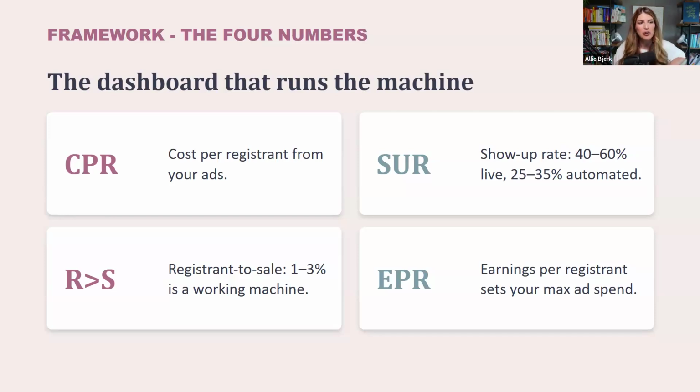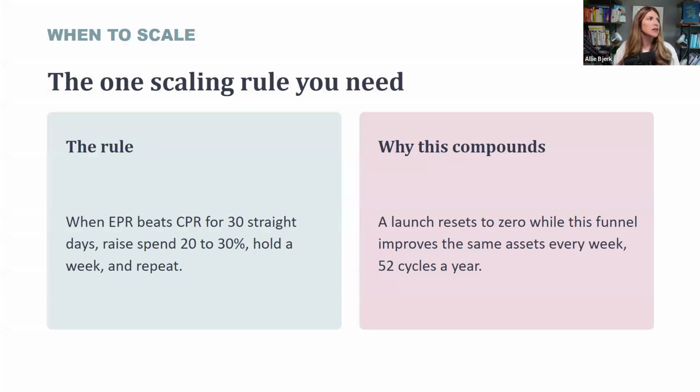And then the other thing to watch is earnings per registrant. So we want to look at how many people are signing up, and then how much you are earning for every person who signs up to watch the webinar. That's a number we want to make sure we're tracking. The one scaling rule to think about is that when your earnings per registrant is more than your cost per registrant for 30 straight days, that's when you can start increasing how much you're spending on ads, because you know you're profitable, you know you're spending less to get a lead than you're making from the webinar.